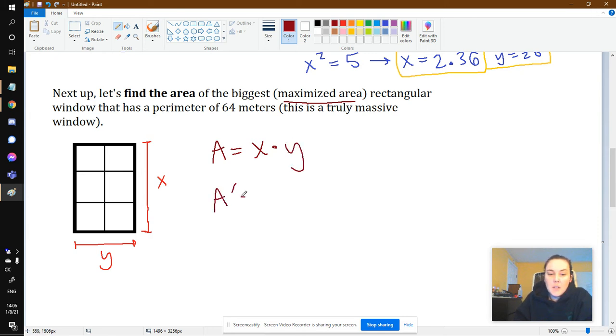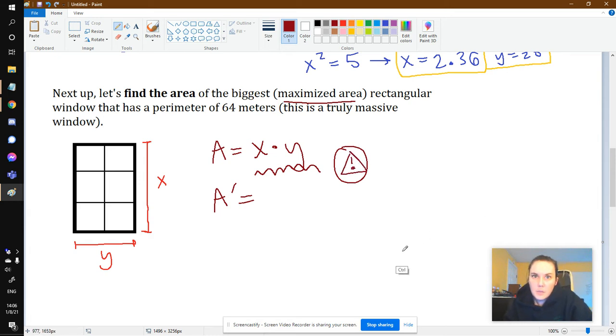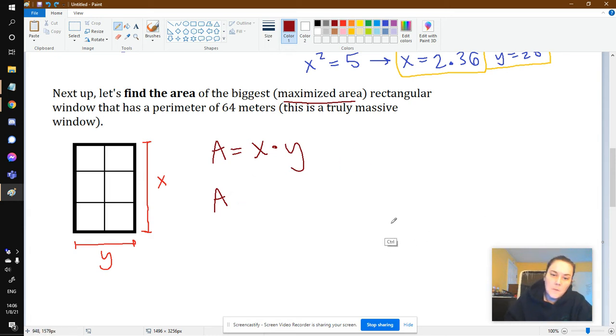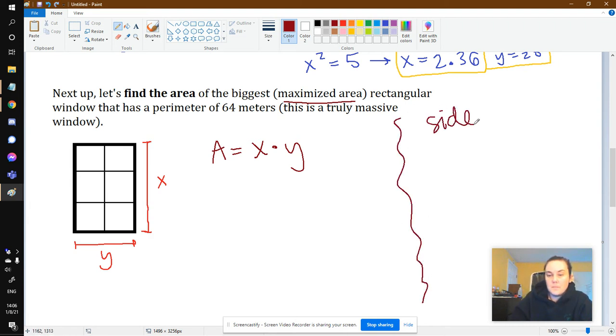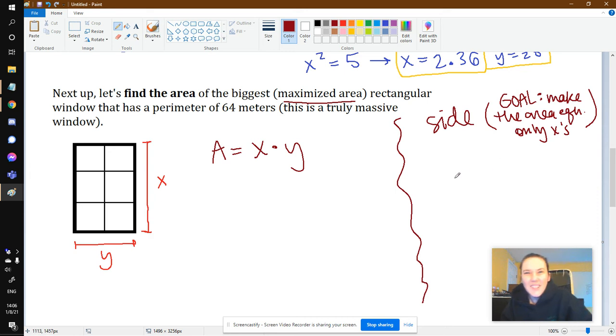And now we say, let's take the derivative. Oh, this is some sirens going off. How do we take the derivative of something with x and y? We don't, right? Off to the side, we now have a goal of make the area equation only x's, right? I'm not comfortable right now taking this derivative.